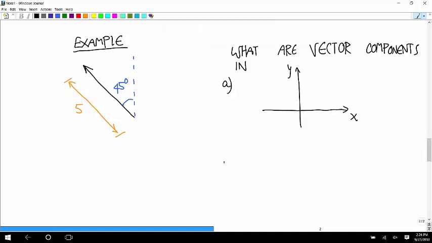And then after that, we're going to calculate the components of the same vector in a coordinate system oriented like this, where this is the x-axis. This is the y-axis, and there's an angle of 45 degrees between the vertical and the y-axis.